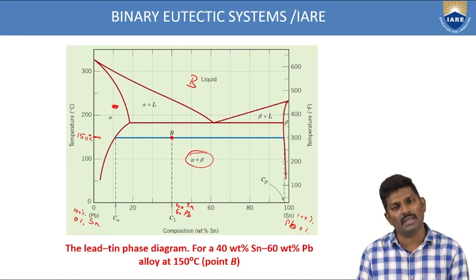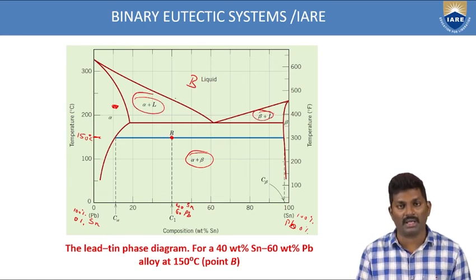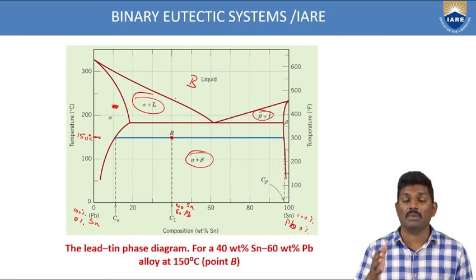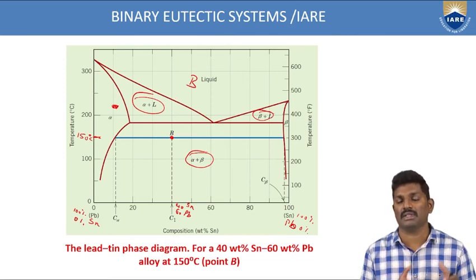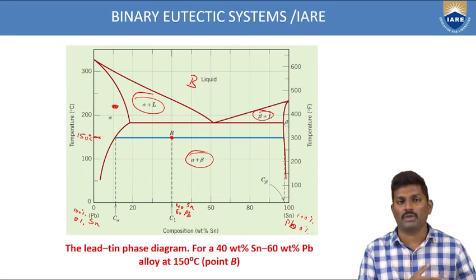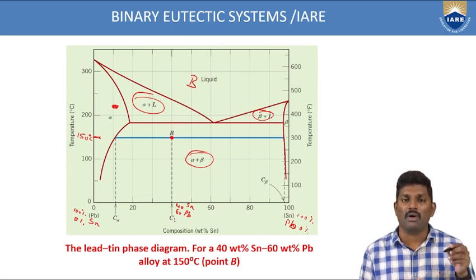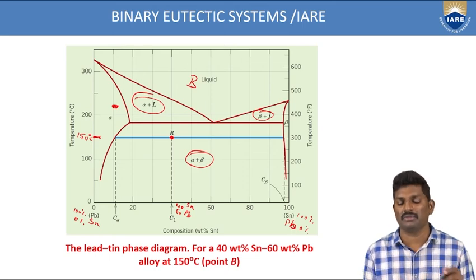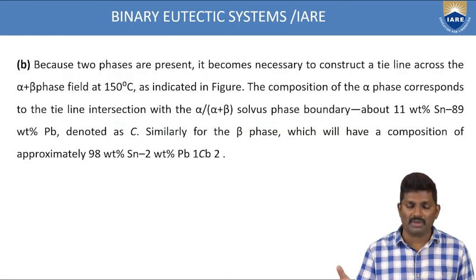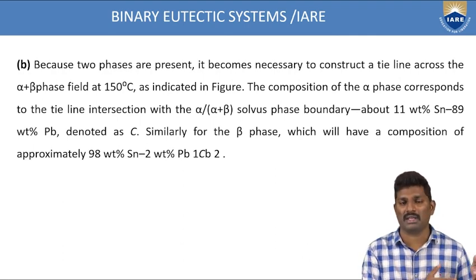Again here, if it is coming in a single zone, fine. But if it is coming in beta plus L or alpha plus beta, again the point B is lying in a double phase. Like that you have to infer from this figure. Since the point B, based upon those compositions, is lying in the alpha plus beta region, that means the point B is lying in a two-phase region. You have to infer that from this figure.